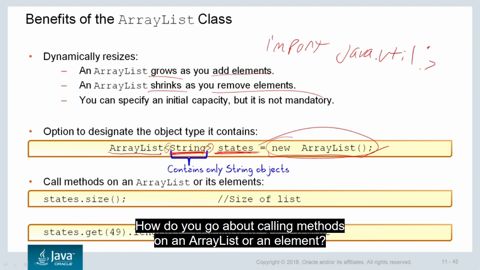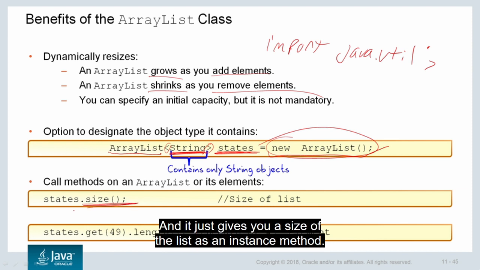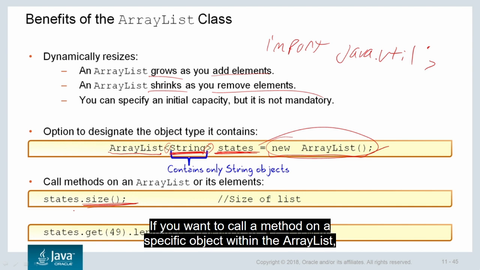How do you go about calling methods on an array list or an element? Here's a method, .size, which is different than .length. .length would be for an array. For an array list, it's .size, and it just gives you the size of the list. It's an instance method.